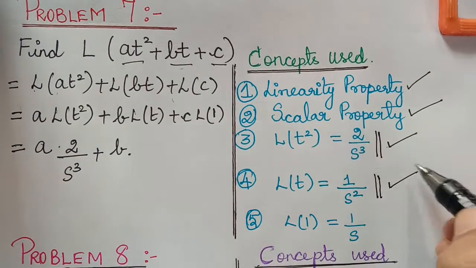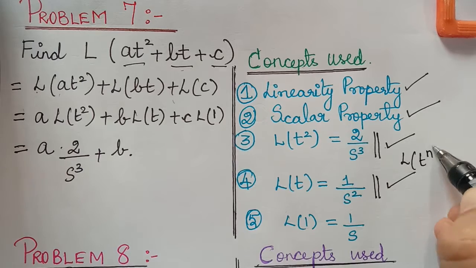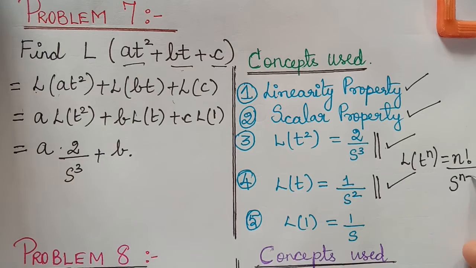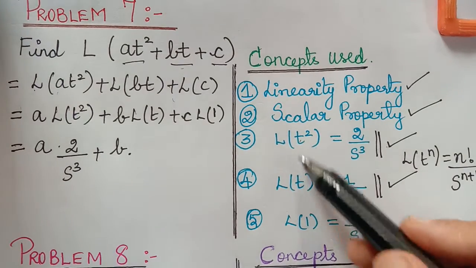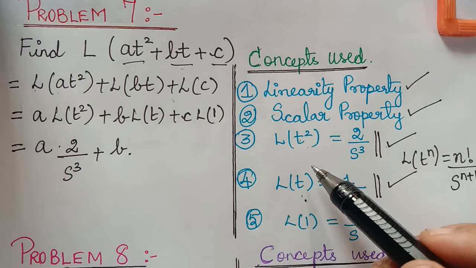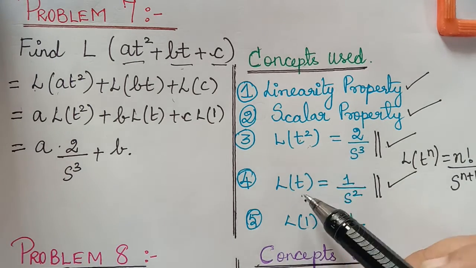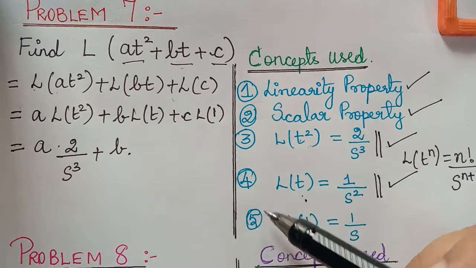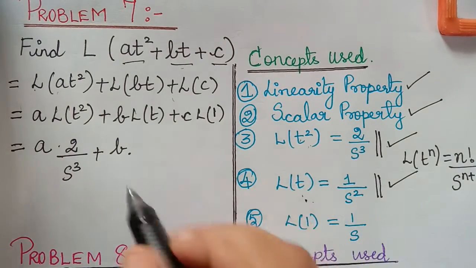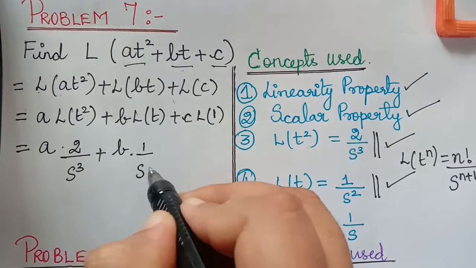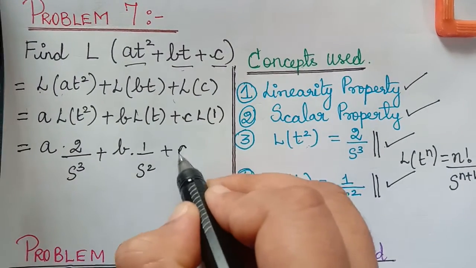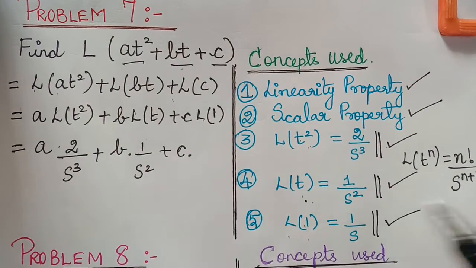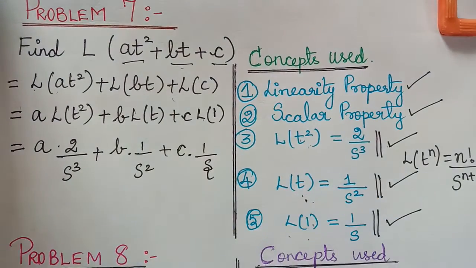These results were derived from the formula Laplace transform of t to the power n is equal to n factorial divided by s to the power n plus 1. Using this, we already derived these two results, which I have shown in our previous lecture. Kindly watch it and then go through this problem so that it will be easy for you to understand. So Laplace transform of t will be equal to b multiplied with 1 by s square plus c multiplied with Laplace transform of 1, which is equal to 1 by s. This is also by the result that we have found previously.